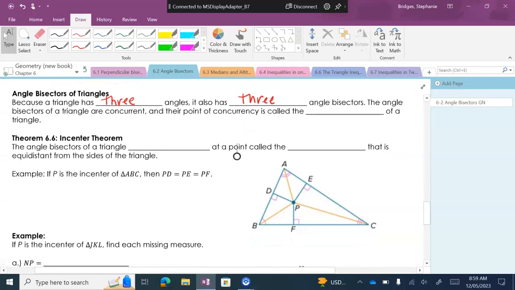The angle bisectors of a triangle are concurrent, and their point of concurrency is called the incenter. I-N-C-E-N-T-E-R, the incenter. So for perpendicular bisectors, it was the circumcenter. For angle bisectors, it is called the incenter.